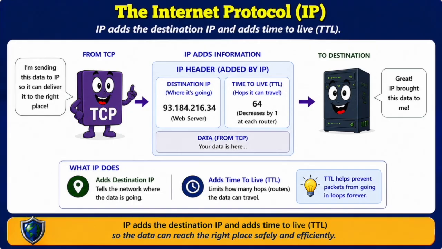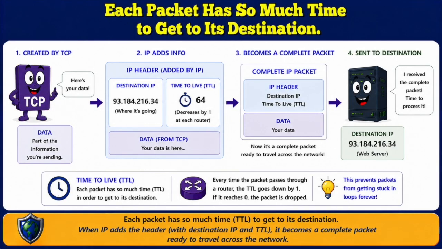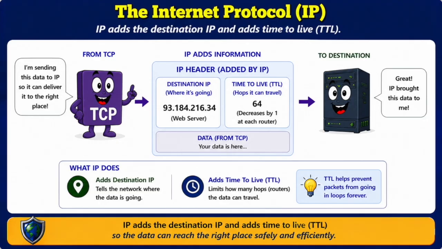Now, what IP does is it adds the destination IP, adds time to live. Each packet has so much time in order to get to its destination. Now it becomes a complete packet. Now what happens is IP just starts sending packets out. And it says, hey, can you accept this packet? Talks to another computer. Can you accept it? Yeah, I know how to get to that address.